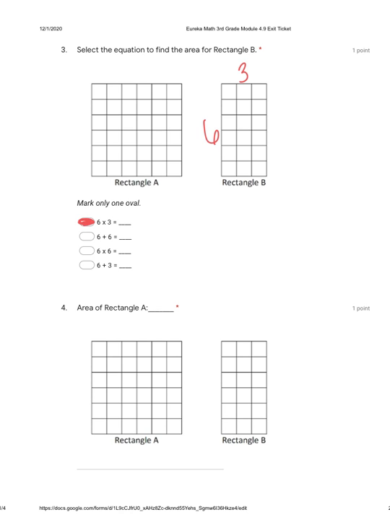Number 4, what is the area of rectangle A? So it was 6 times 6. What is 6 times 6? That's right, it's 36. So the area of rectangle A is 36 square units.